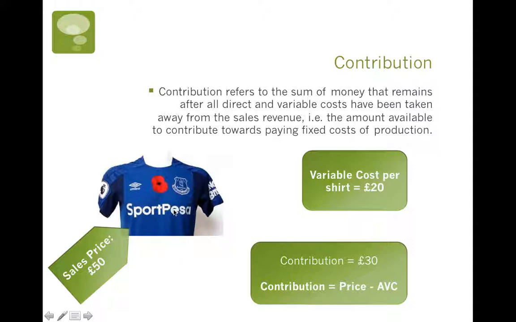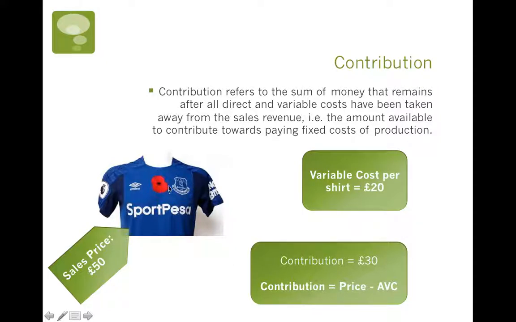But that doesn't consider the rent in the factory that we've used to make it, or the salaries of the people who produced it, the insurance on the company that produces it. All of those costs have to still be covered. So the contribution says, well, how much do we make per shirt, our sales price, take away the variable cost, how much it actually costs to make the shirt, £20. And what you're left with in this case is £30. And that £30 is what we call contribution, because it contributes to paying the fixed costs.